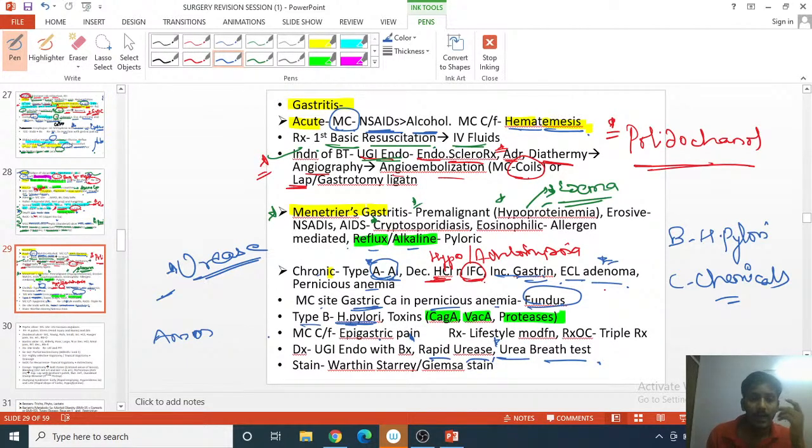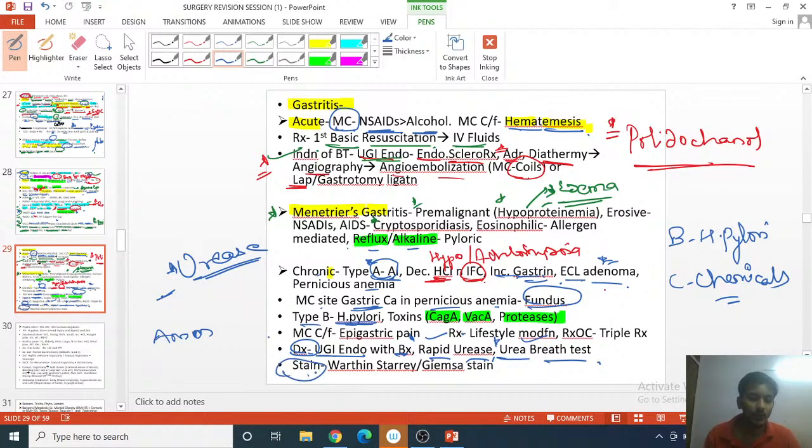Okay, but the investigation of choice for type B gastritis is always upper GI endoscopy plus biopsy. So the best investigation अगर पूछा जाए it is upper GI endoscopy plus biopsy. उसके अलावा अगर पूछा जाए then you can mark, अगर ऑप्शन में नहीं है biopsy then you can mark rapid urease test or urea breath test. Okay, so please remember this.